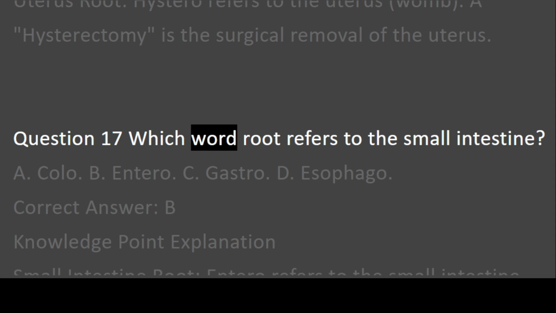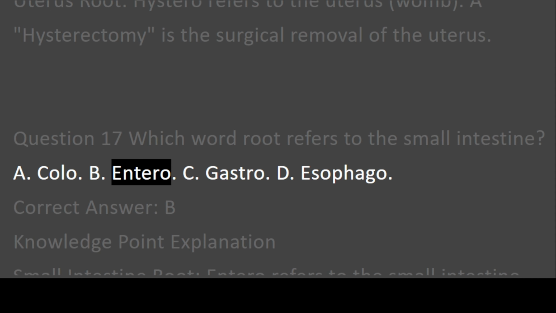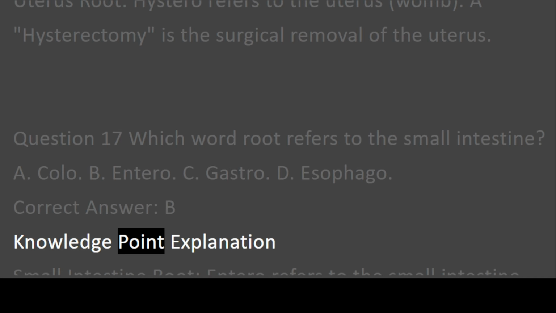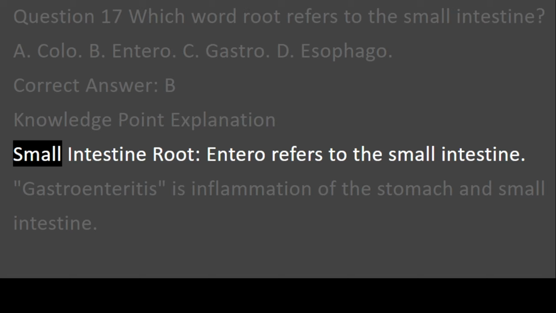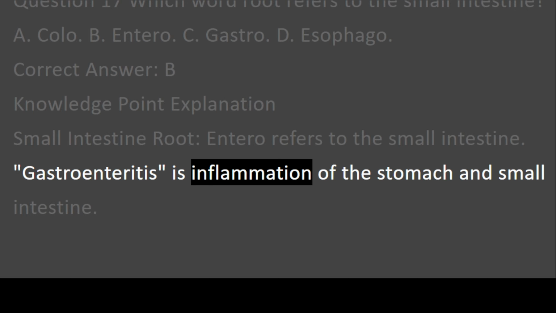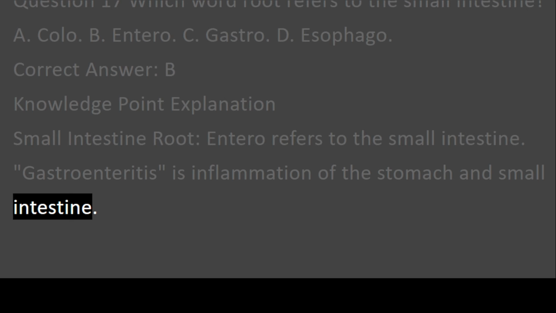Question 17. Which word root refers to the small intestine? A. Colo. B. Entero. C. Gastro. D. Esophago. Correct answer, B. Knowledge point explanation. Small intestine root, entero refers to the small intestine. Gastroenteritis is inflammation of the stomach and small intestine.